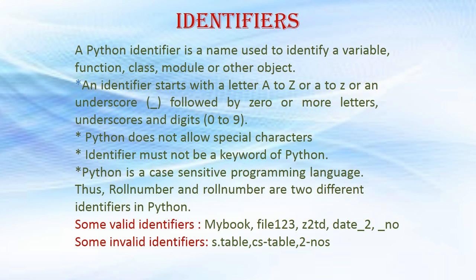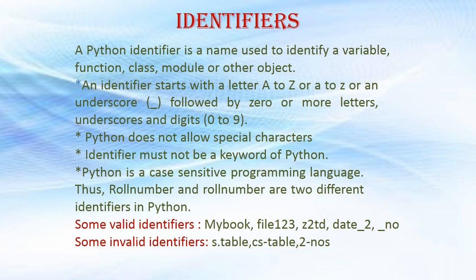Python is a case sensitive programming language. Now underline this thing, keep it in your mind. It is very important for your Viva that Python is a case sensitive programming language. Thus roll number with a capital R and roll number with a small r are two different identifiers in Python.